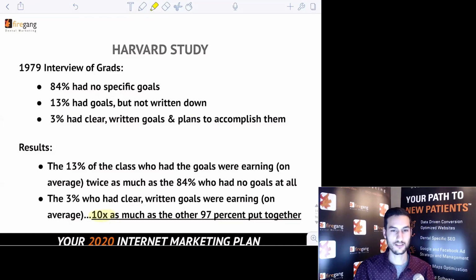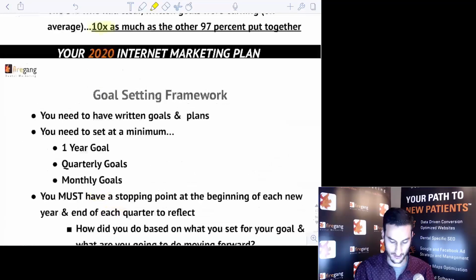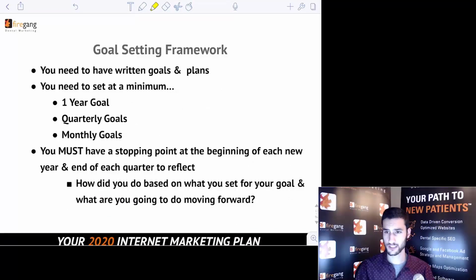So this is just a fascinating thought here. If we can just get clear in our minds of where we want to go, get those goals written down and have them hitting us in the face every single day, there is a lot that can be achieved just with a simple framework like that. So what is going to be our goal setting framework for 2020 for your dental practice?